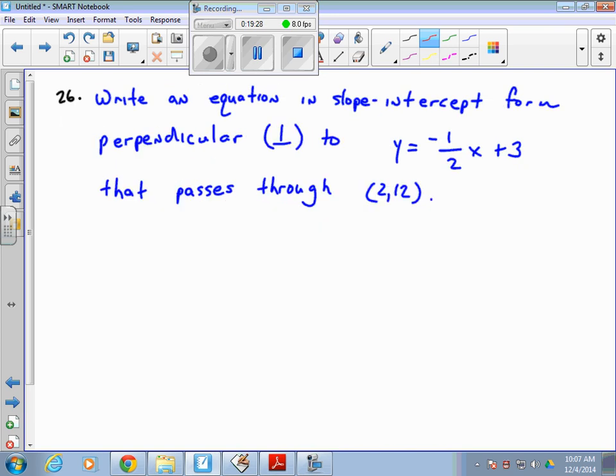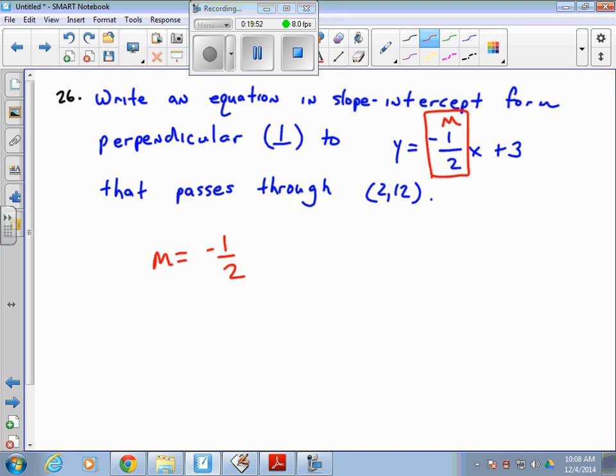And then the last one, number 26, says write an equation in slope-intercept form perpendicular to y equals negative 1/2 x plus 3. Y equals mx plus b. This is what you're interested in in this equation. The m is negative 1 over 2. Remember, if it were parallel, it would be negative 1 over 2. You'd leave it just like that.